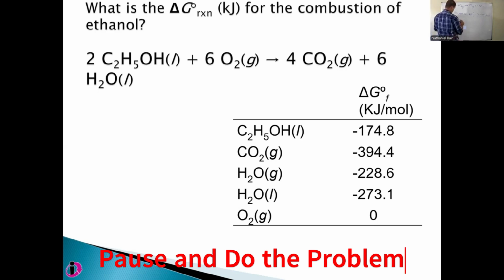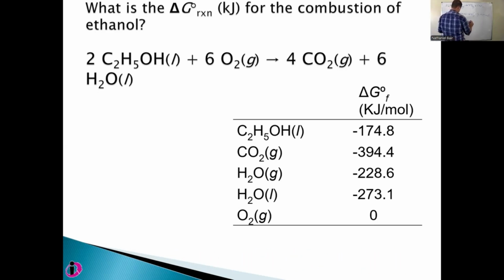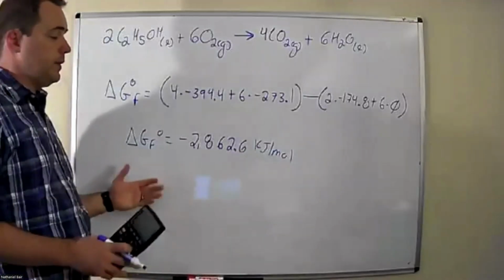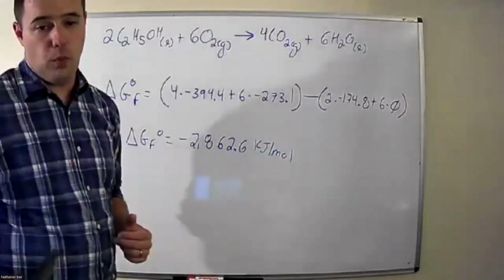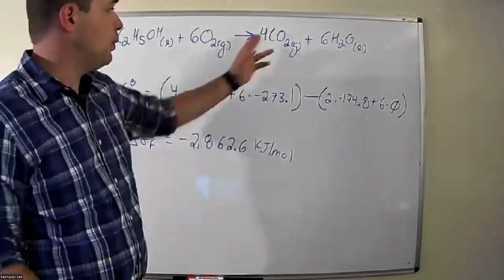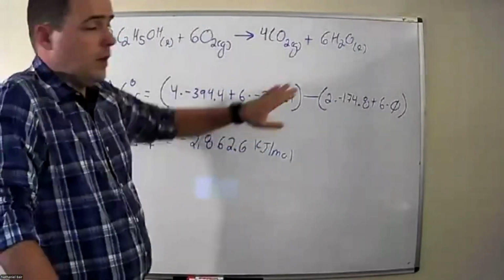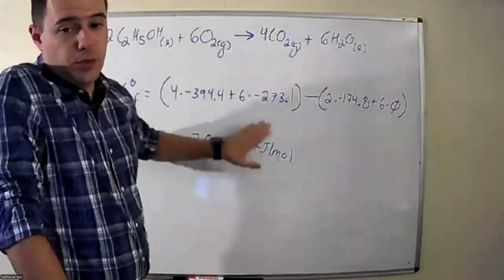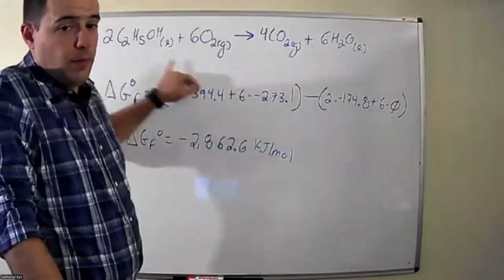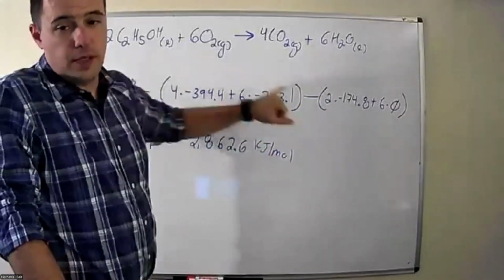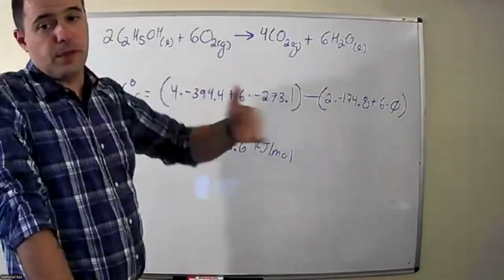I got a negative 2,862.6, and that is kilojoules per mole, folks. Negative 2,862.6 kilojoules per mole. Okay, so again, it's 4 times the CO2 plus 6 times the H2O liquid minus 2 times the ethanol plus 6 times 0.